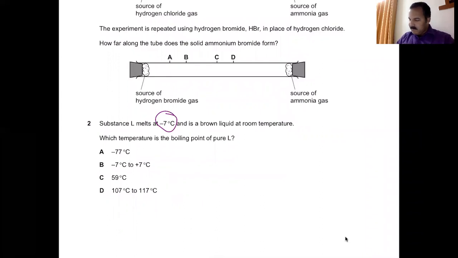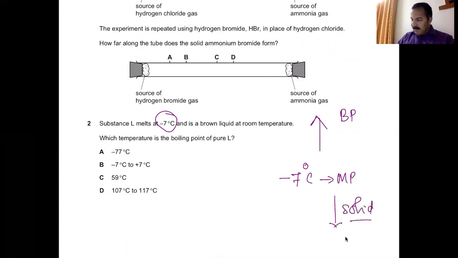So it clearly says that -7 degrees Celsius is the melting point, so the boiling point should be above. Below that it's a solid, and above the melting point it's a liquid. So temperatures like minus 20 are a solid, and anything from 0 degrees Celsius up to 10 degrees Celsius is a range of liquid. Now, out of these, can it be minus 77?